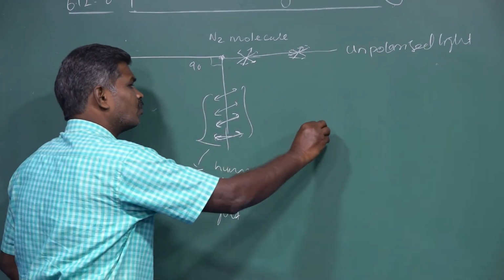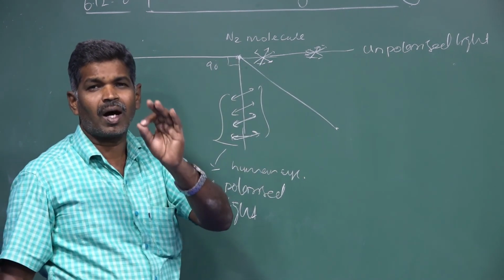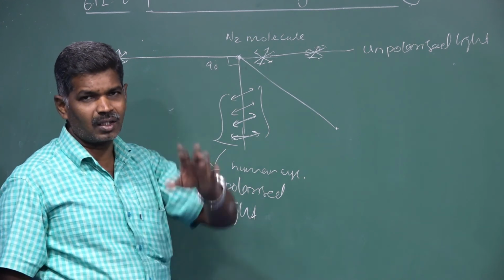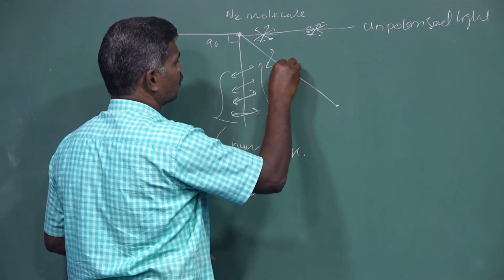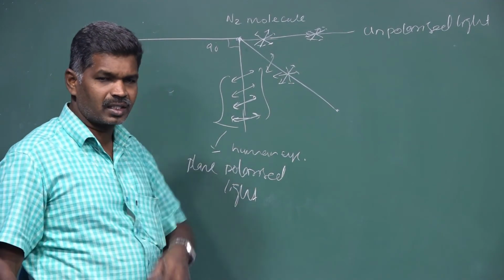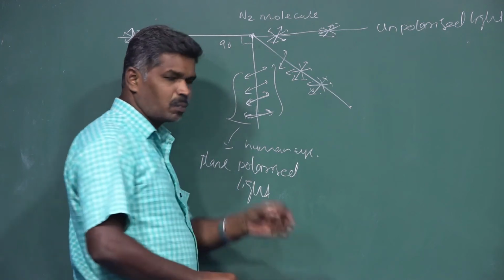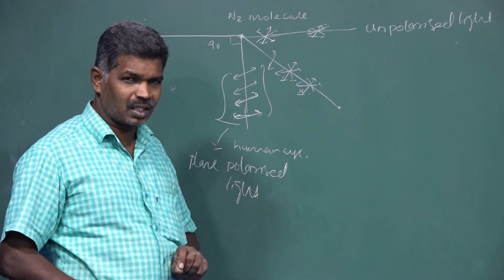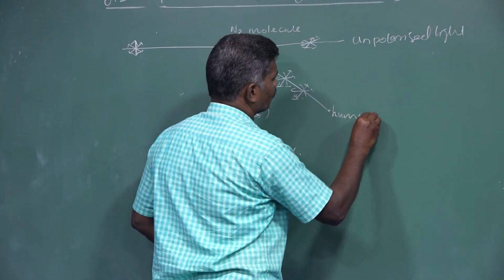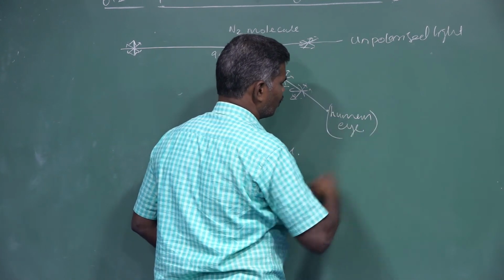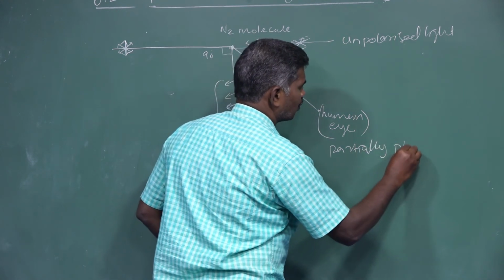If you view from here, the rays coming from the molecule are partially plane polarized. In some places the light is polarized, and in others it is not. Half the part is polarized and half is not. That's why that ray is called partially plane polarized light. Through the human eye, we view this ray as partially plane polarized light.